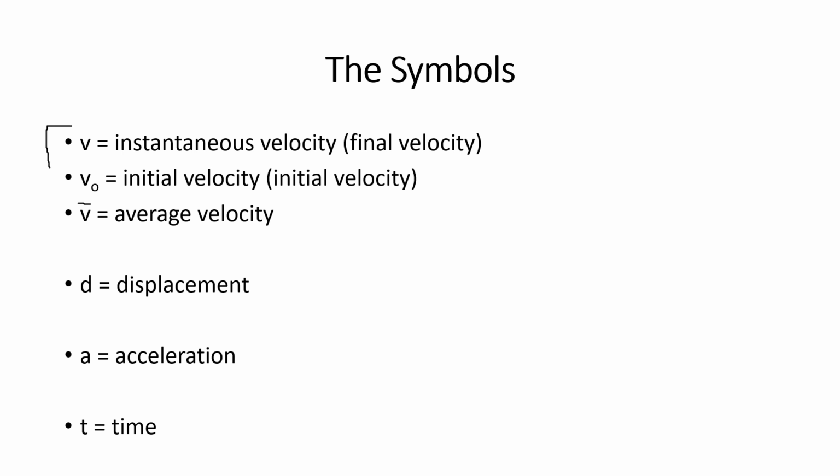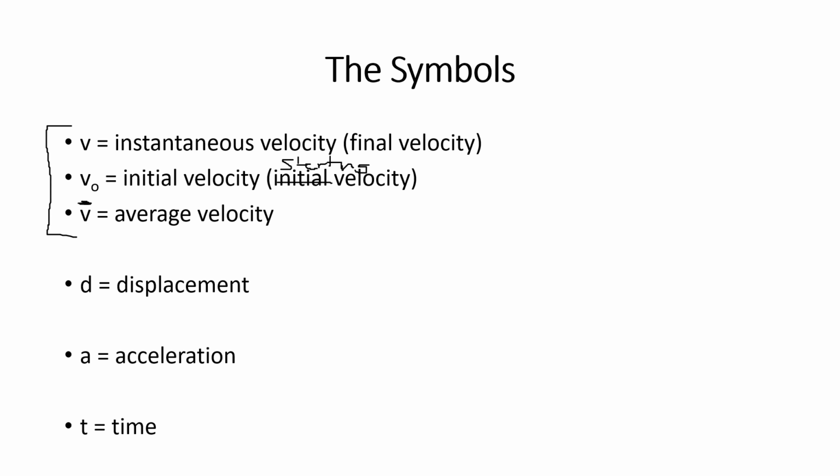We now have three separate velocities that we are going to deal with. Instantaneous velocity, or your final velocity, v, and the initial velocity, v0, or the starting velocity. And the average velocity, also known as v bar. The thing about average velocity is that it can't be abbreviated in any other way. There's no other way to indicate an average velocity other than saying the words average velocity.